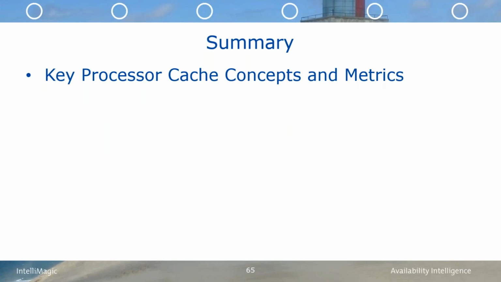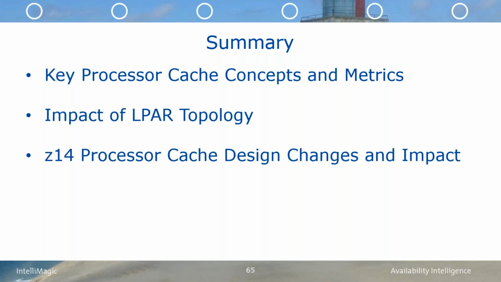That's why it's so important to have good visibility into processor cache metrics, the kind of visibility that, as we saw today, the various charts in IntelliMagic Vision provide. Then we examined how LPAR topology can have a very significant role in processor cache efficiency. We reviewed the several cache design changes on the z14 and saw how several of those are especially designed to help high RNI workloads.